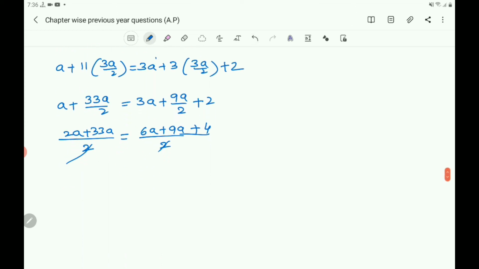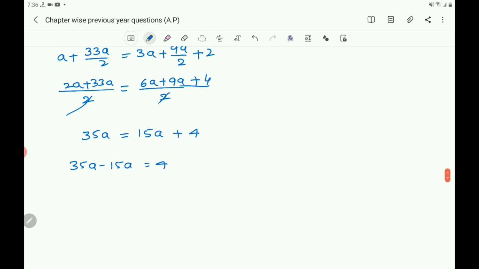Then 2 you can cancel. 2a plus 33a is 35a equals 9 plus 6 is 15a plus 4. Then you transfer this 15a to the LHS, that becomes 35a minus 15a equals 4. So it is 20a equals 4. So a you got 4 by 20.